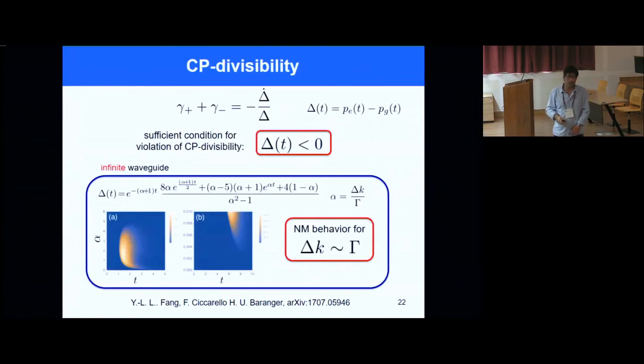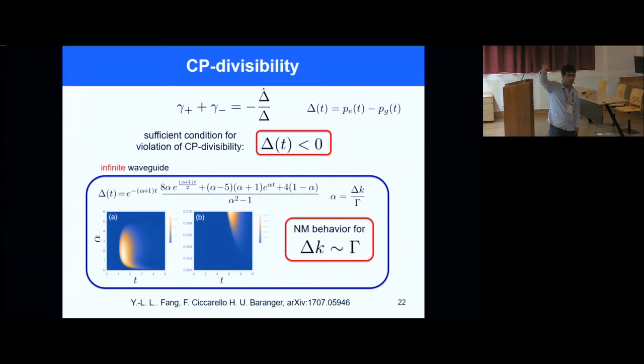Okay, last three slides. Should be time enough, I hope. So starting from the general expression of the time-dependent rates that I introduced a couple of slides ago, you can easily see that the sum of the gamma plus and gamma minus rates fulfills this relationship here. Now, this immediately gives you a sufficient condition for lack of CP divisibility to take place. Why? Delta is, in the beginning, actually one by definition.